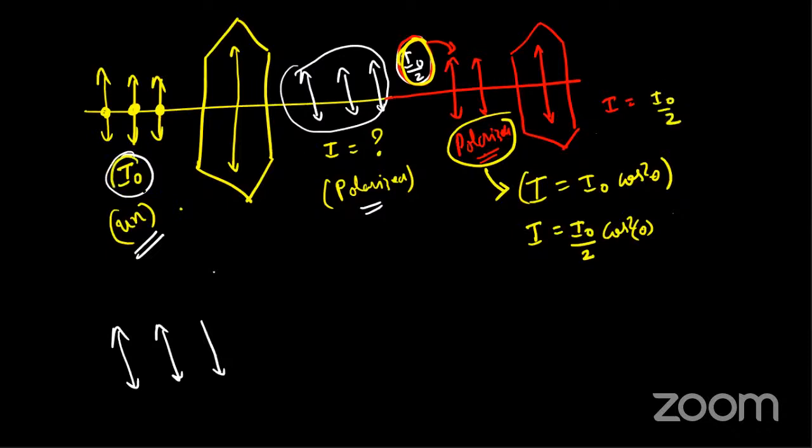See, initially at I naught, after polarizing for the first time, I get I naught by 2. Then if I again keep the polarizer in the same direction, I get I naught by 2. All the light is passing through this without any problem.